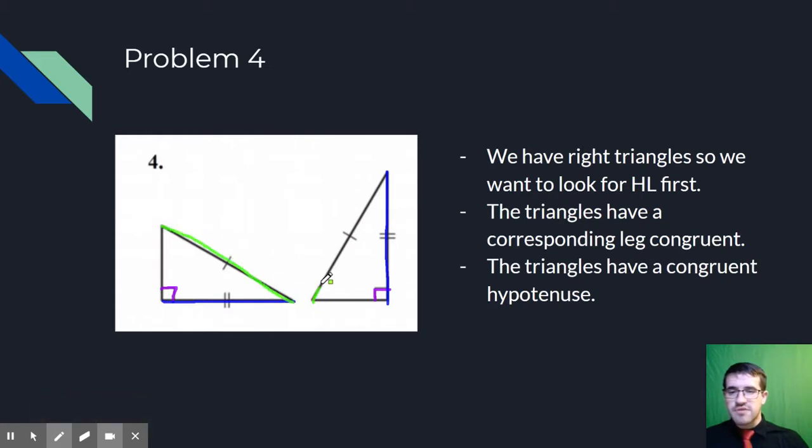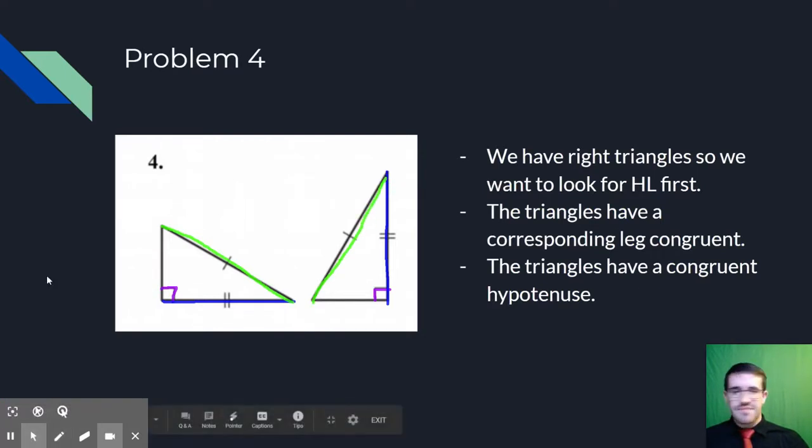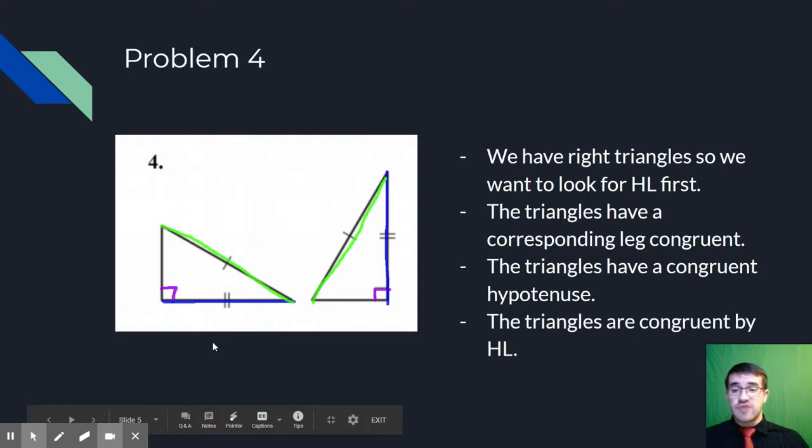Very dull colors. Probably should pick something a little bit more lively. And so these two triangles, because they are right triangles, they have a shared corresponding leg and the hypotenuses are congruent. Then they are congruent by HL.